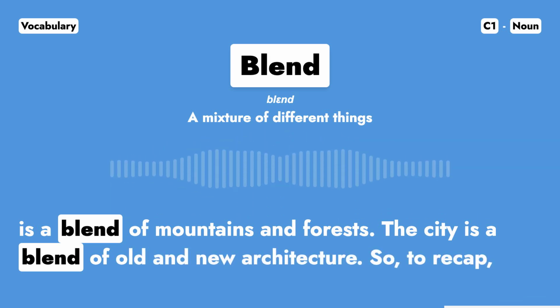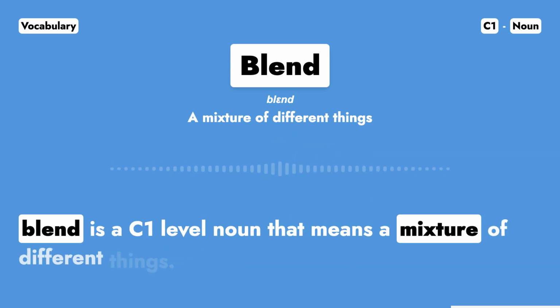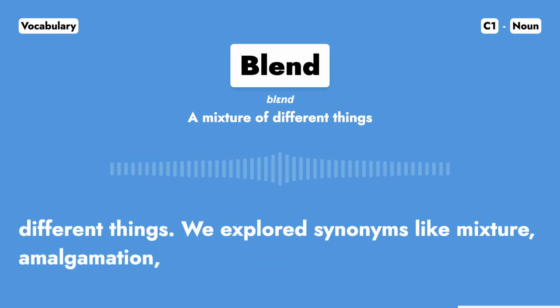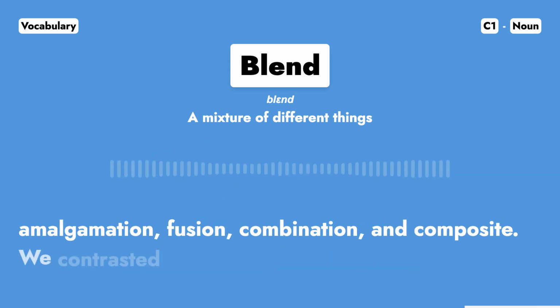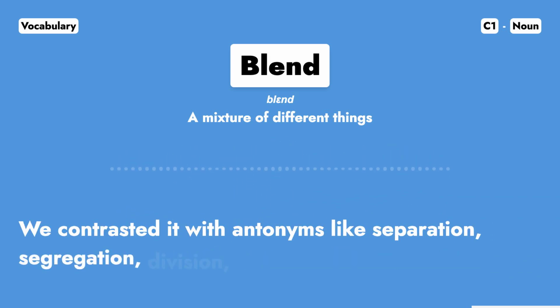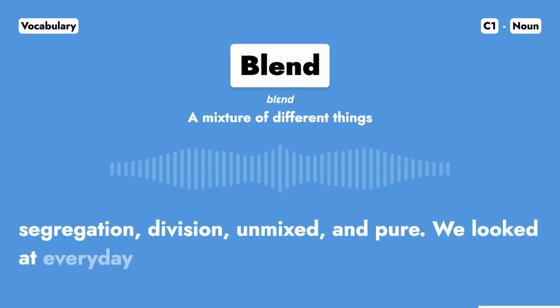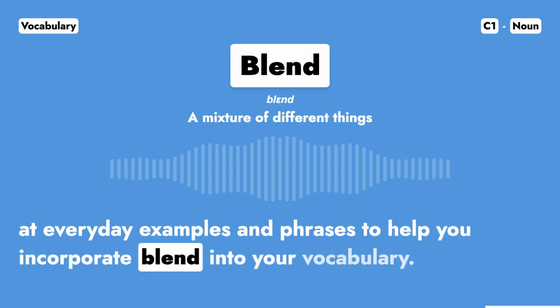So, to recap, blend is a C1 level noun that means a mixture of different things. We explored synonyms like mixture, amalgamation, fusion, combination, and composite. We contrasted it with antonyms like separation, segregation, division, unmixed, and pure. We looked at everyday examples and phrases to help you incorporate blend into your vocabulary.